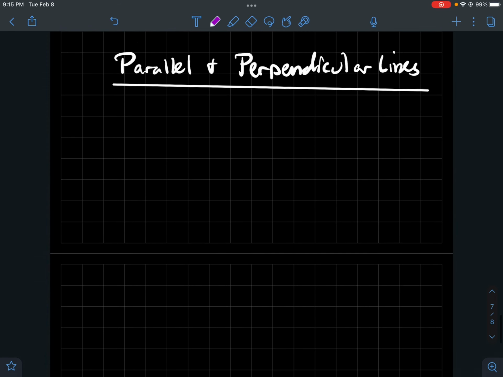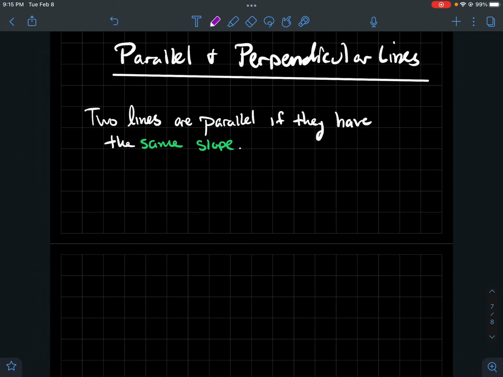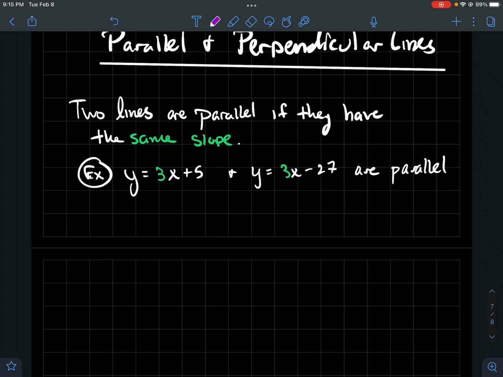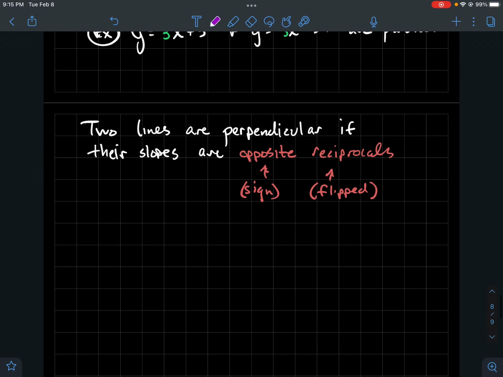Let's talk briefly about parallel and perpendicular lines. 2 lines are parallel if they have the same slope, and remember, parallel means they don't intersect. And just to give you a quick example, y equals 3x plus 5 and y equals 3x minus 27 are parallel because, as I've highlighted in this greenish color, they both have slope 3. Same slope, that means they're parallel. Two lines are perpendicular, and remember, perpendicular means they intersect, but at a right angle, a 90-degree angle.